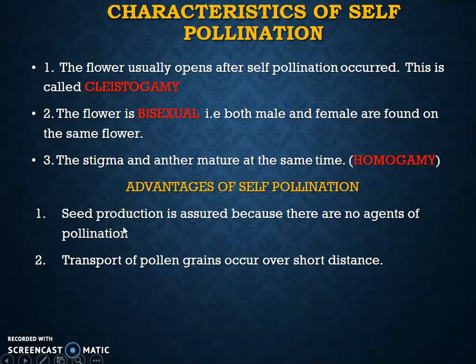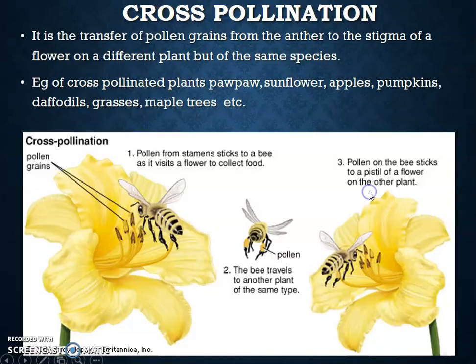Why do we have some plants undergoing self-pollination? What are some of the advantages? 1, the seed production is assured because there is no agent of pollination needed. We know that no matter what, this plant will pollinate. We don't need any external features to help us with it. And then the transfer of pollen grains occurs over a short distance because they are all in the same flower.